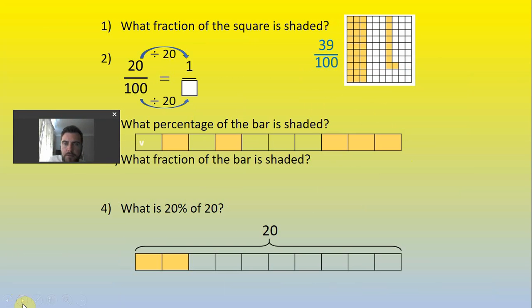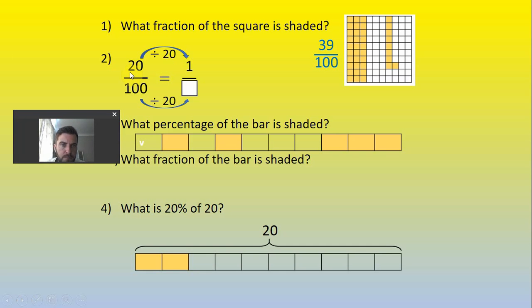Okay, which would give us 39. And as a fraction, we will write that as 39 hundredths. So what fraction of a square is shaded? It's 39 hundredths. 39 out of 100 squares.